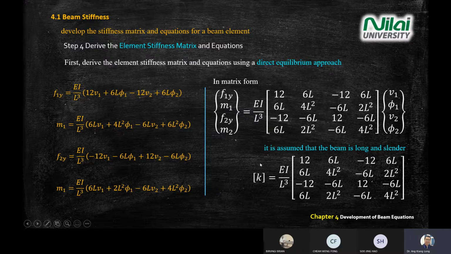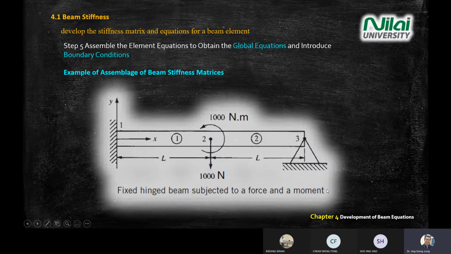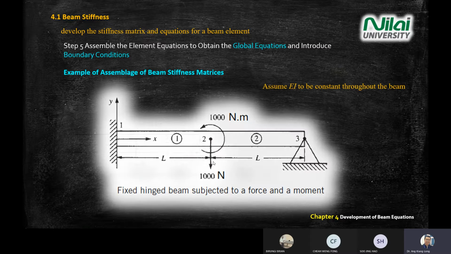Okay, and for beam, the K is standard already. So if you are asked to solve a beam question, then for one individual element, you write K equal to this. This is standard already. All right, now just a recap. Last week we tried to explain using this example.